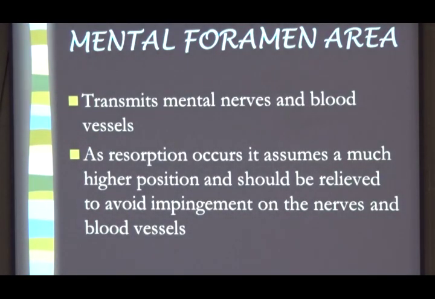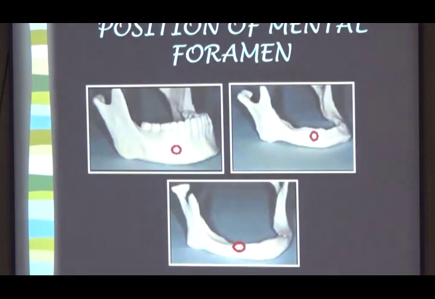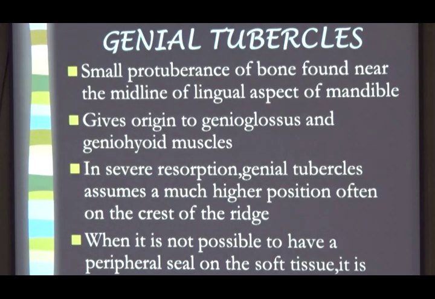Mental foramen area transmits mental nerves and blood vessels. Again, as resorption occurs, it will come to the crest of the ridge and it has to be relieved. Genial tubercle also is the same thing. There are some questions coming related to genial tubercle, whether you have to relieve it or not. Normally, we don't relieve the genial tubercle. You only cover it because it is lingually placed, not on the crest of the ridge. But as resorption occurs, if it comes on the crest of the ridge and you do not cover the genial tubercle, then you will not have any space in your denture. The denture will break in the middle. There will be no width in the anterior part. So you will have to cover the genial tubercle, but underneath you have to give relief.